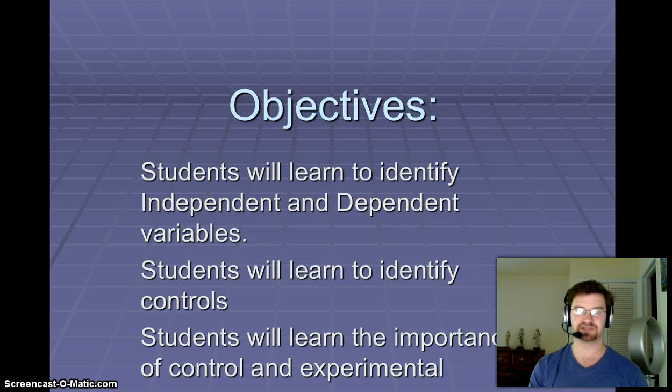The objectives for today are: students will learn to identify independent and dependent variables, students will learn to identify controls, and students will learn the importance of control and experimental variables. I'm going to talk about each of these, and at the end of the lesson you should be able to understand and explain all of these objectives.